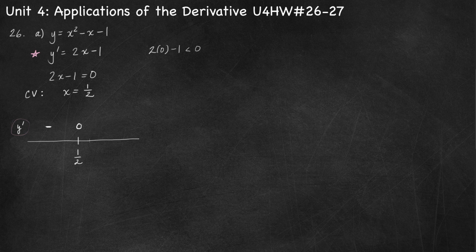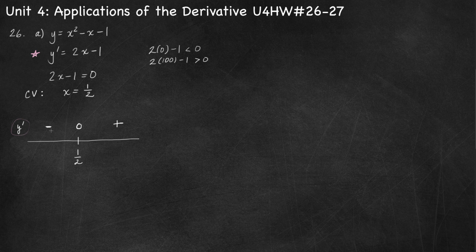Then I'm going to pick a test point to the right of 1/2, something that's larger than 1/2. I'm going to pick 100. So 2 times 100 minus 1, that's a positive value. So all x values greater than 1/2 are going to make the derivative positive.